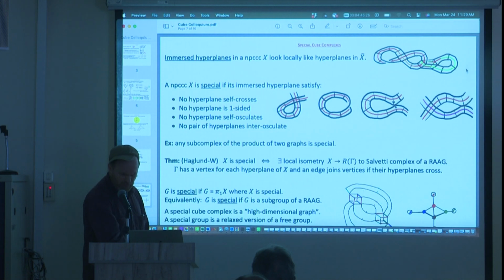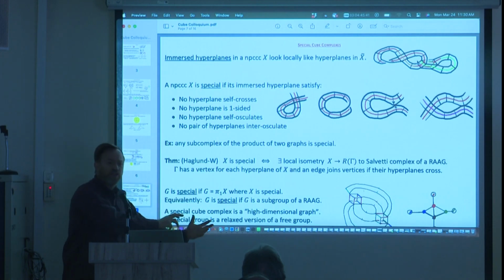Here's a non-positively curved cube complex. And I started maybe with this one mid-cube right over here. And then I continued, and I got this object, which you can imagine living outside and then mapping in, right?